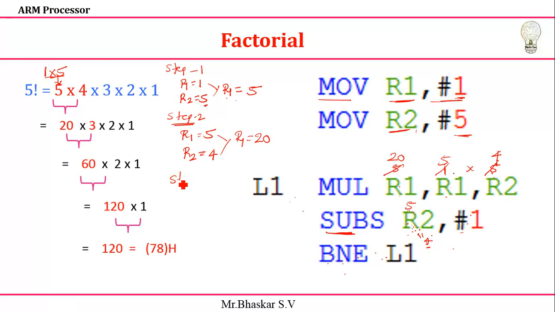Next step 3. If you go for a step 3, so R1 value it will come to here it is. Again I'm going to use R1 value it is 20. R2 value I'm going to subtract it. 4 it is now become 3. So after subtraction now it is not equal to 0 then again you go back and do the process. So 3 and I'll go again I'll do the multiplication. I'll get the result 20 into 3 means it is a 60.